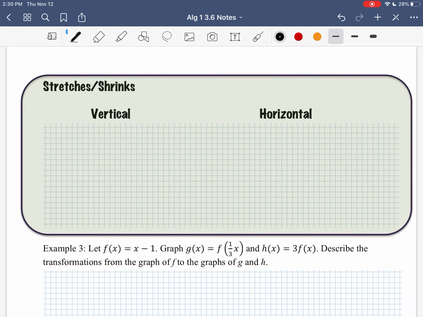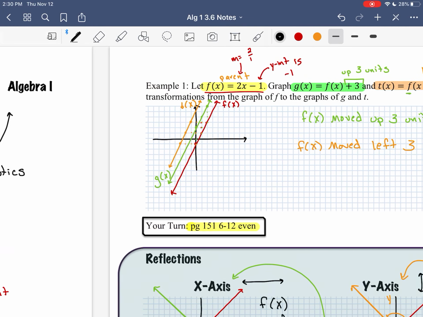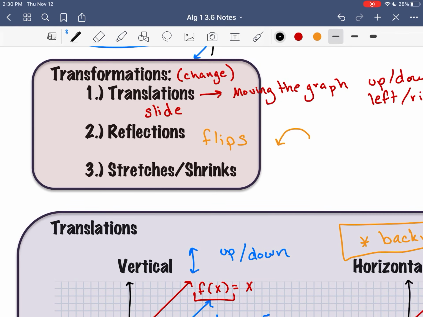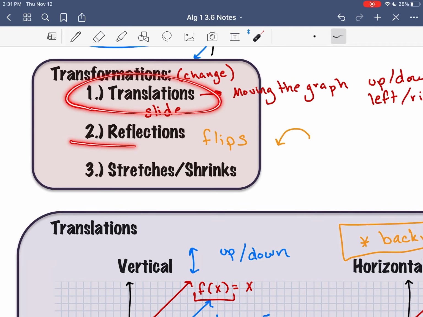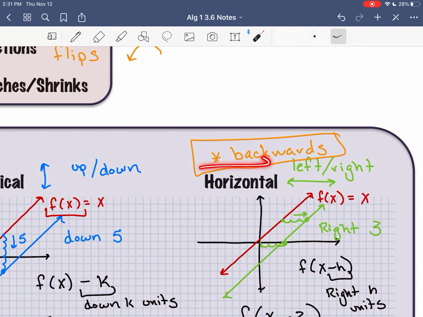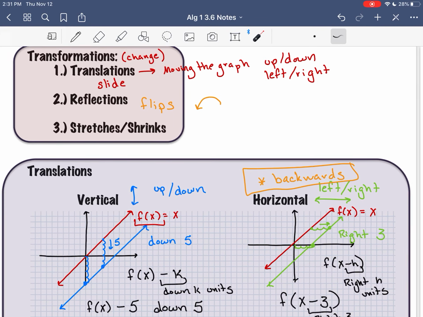All right. Okay, so we have already talked about translations, our slides moving left and right, up and down. We've done our reflections. The only one last thing we have to talk about is stretches and shrinks. And just like translations, where we can translate vertically, up and down, or we can translate horizontally, left and right, stretches and shrinks are the same way.